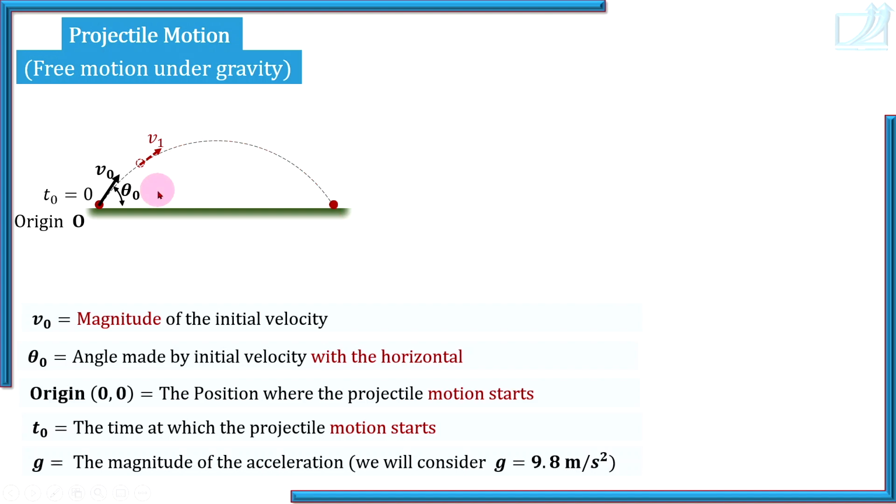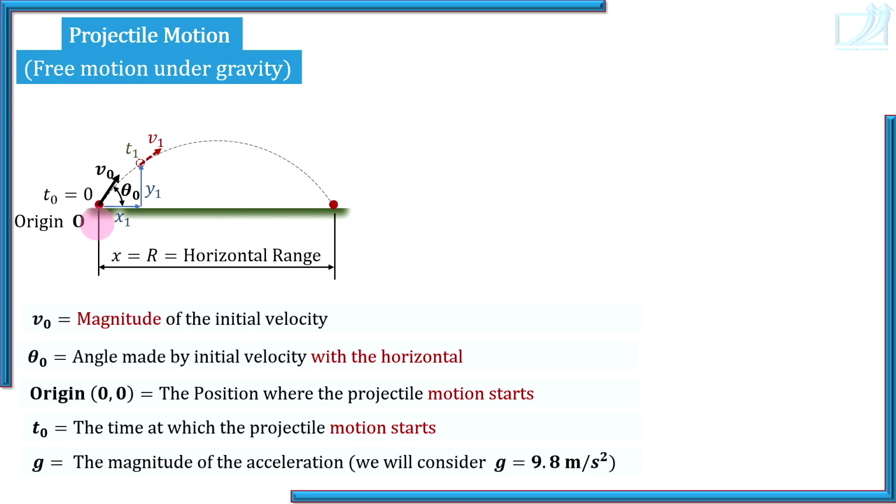Now at a certain instant, say t1, v1 is the magnitude of velocity, x1 is the x coordinate of position and y1 is the y coordinate of position, where the particle is at t equal to 1 second. For example, if you are asked where this projectile is at t equal to 5 seconds, then you should find the x coordinate and y coordinate at t equal to 5 seconds and you will be able to define the position.